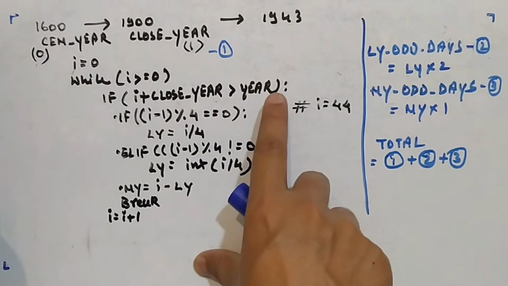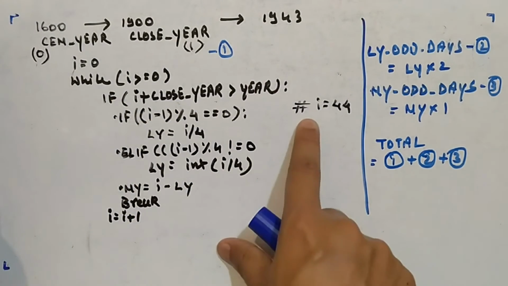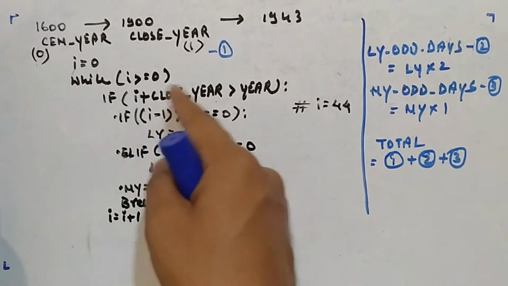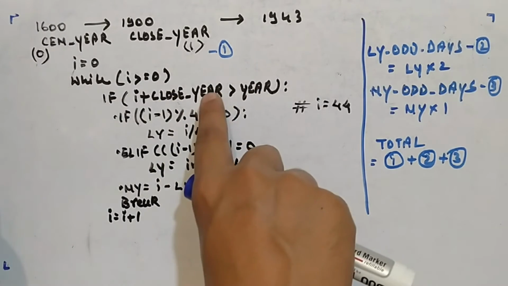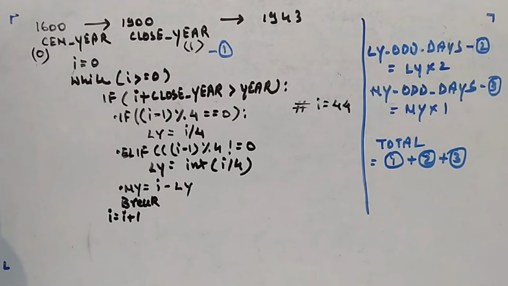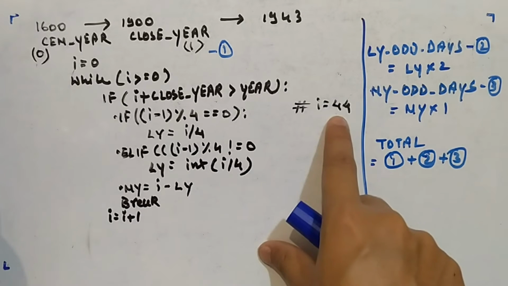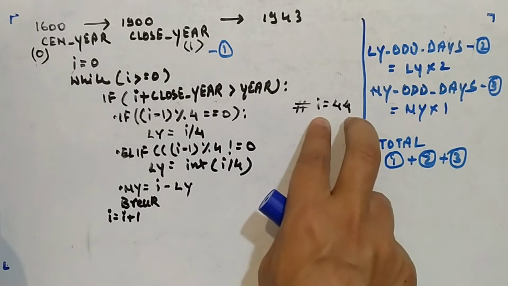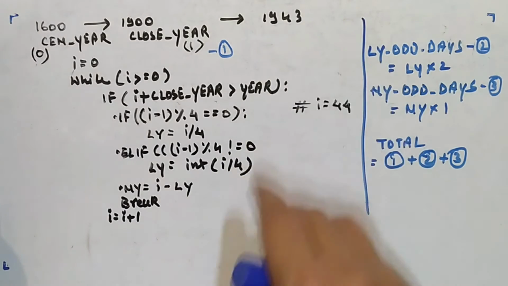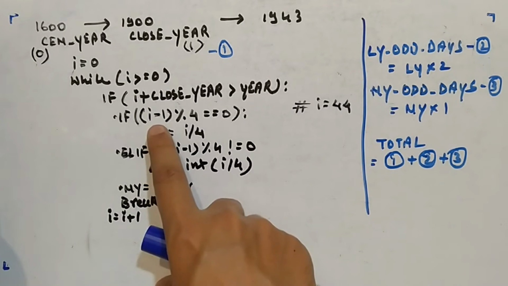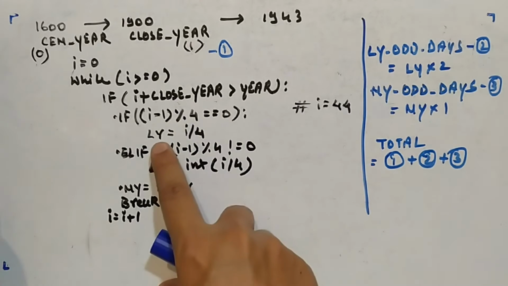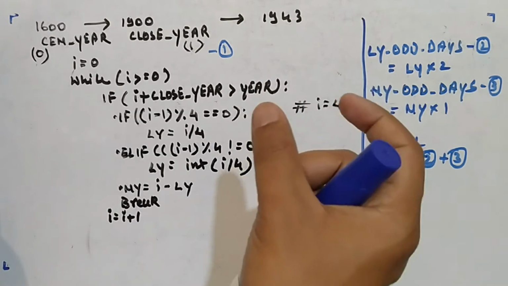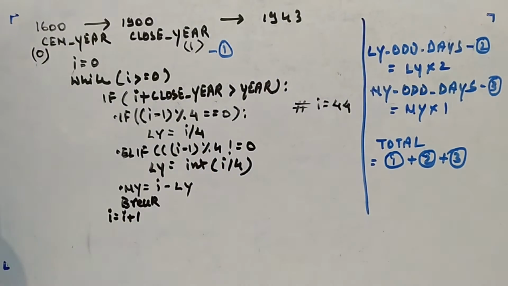So if this condition is satisfied, it will come inside, and here the I value will be 44. I value starts from 0 and keeps on increasing. When this becomes 1944, it will be greater than 1943, right? So I have commented it, I is equal to 44, you can see. Now you want the value of I minus 1, right? 43 you want. So if 43 is divisible by 4, your leap year count will be I divided by 4. So how many of the 43 years are leap years? That is what I am calculating here.